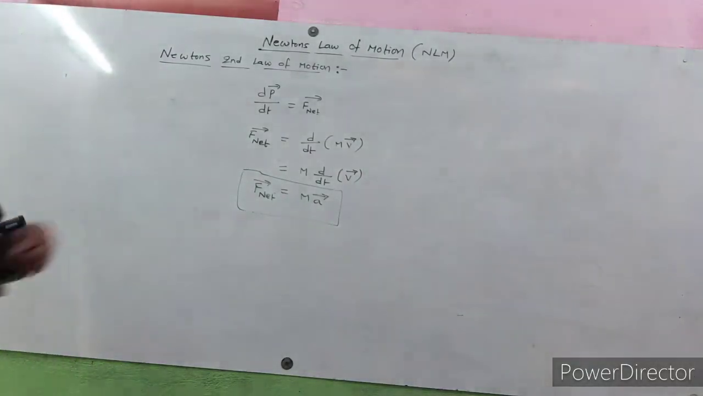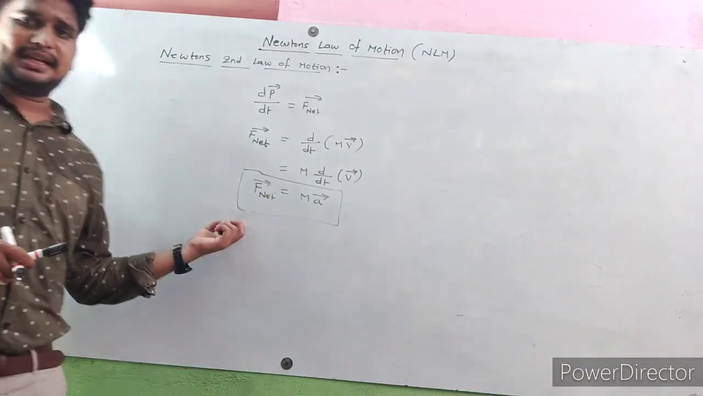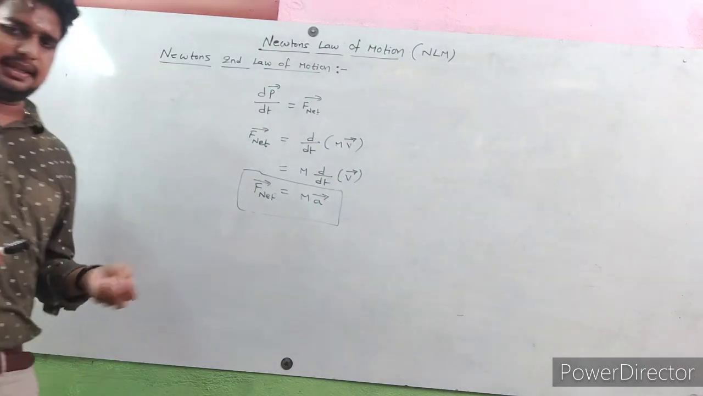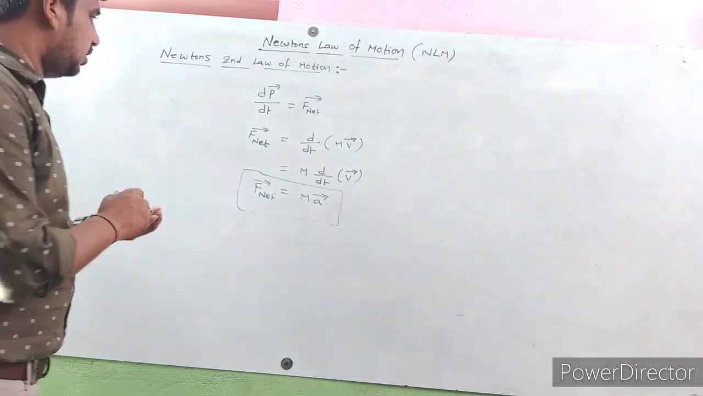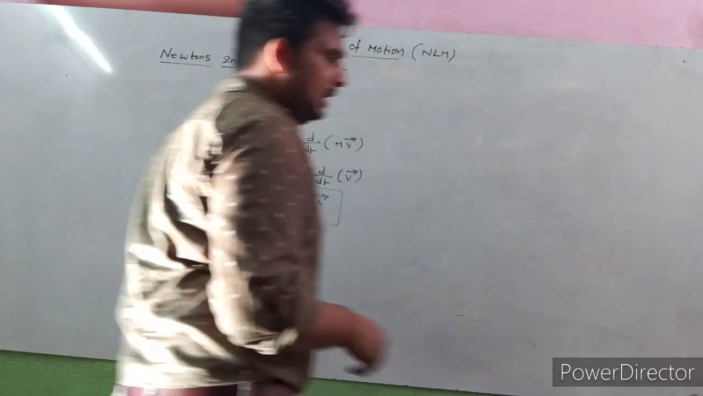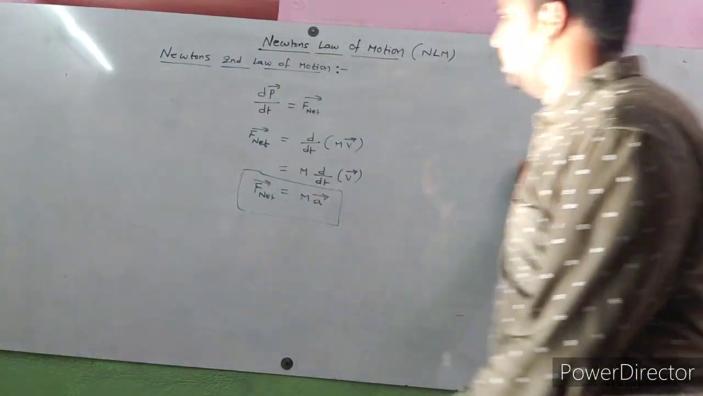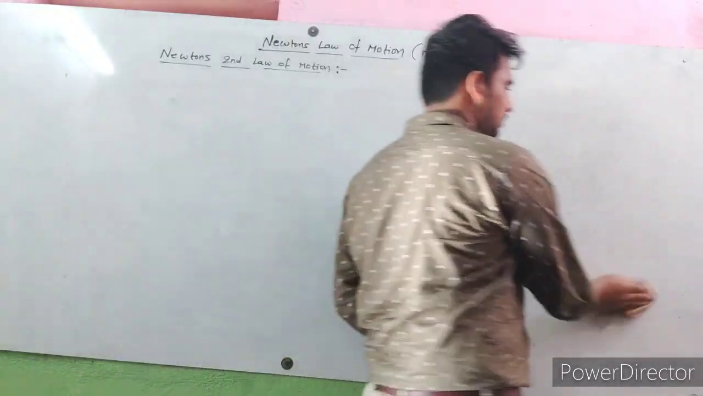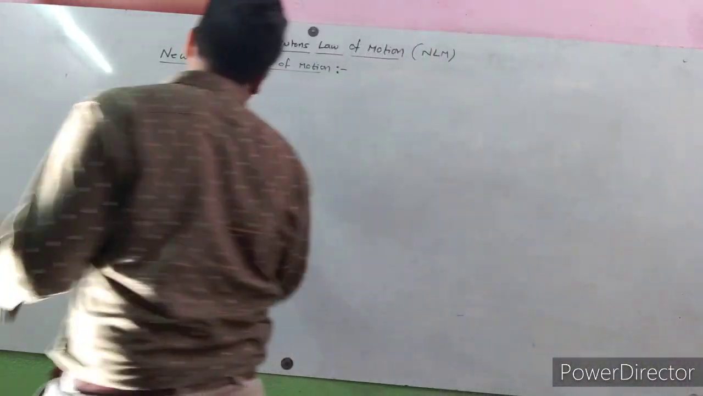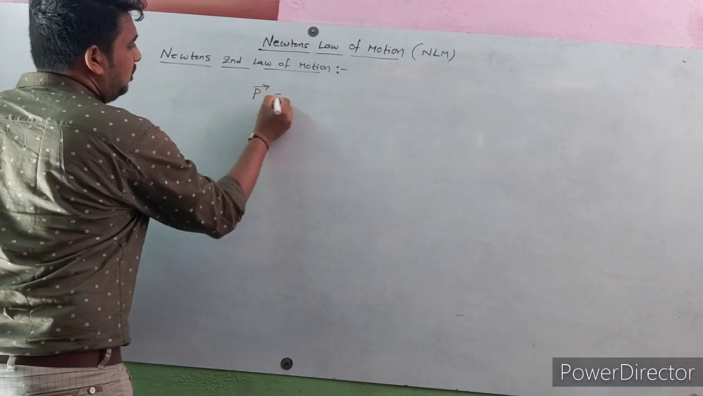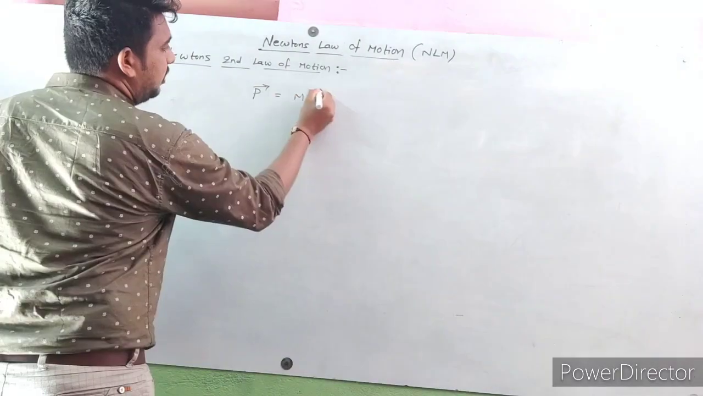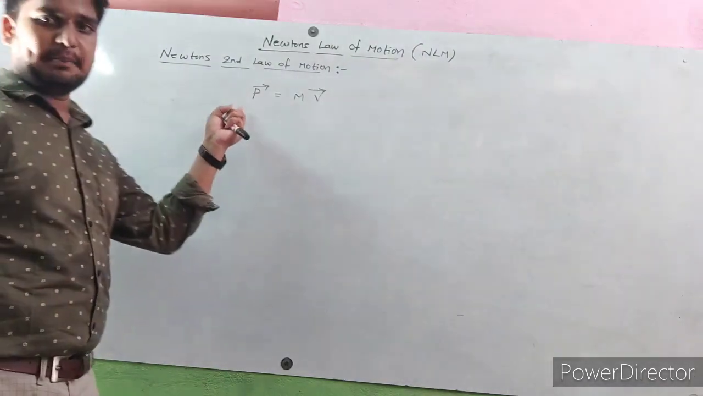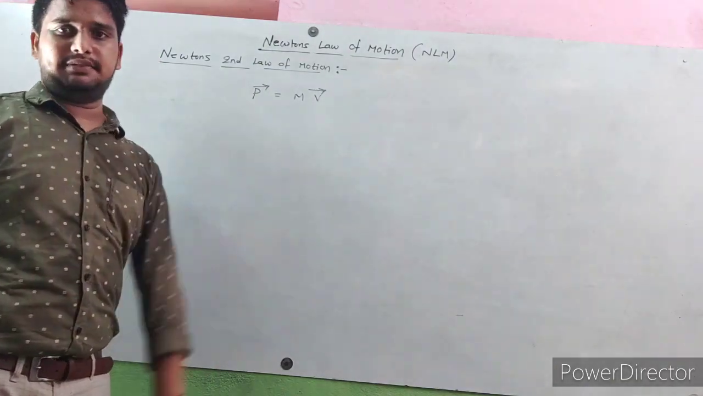The main important thing in Newton's second law is that two parameters are there: mass and acceleration. Now I consider the derivation, the most important point here. Observe carefully, all of you. This is very, very important. Here P bar is equal to mass into V bar. Already you know, linear momentum P bar is equal to mass into velocity vector V bar.